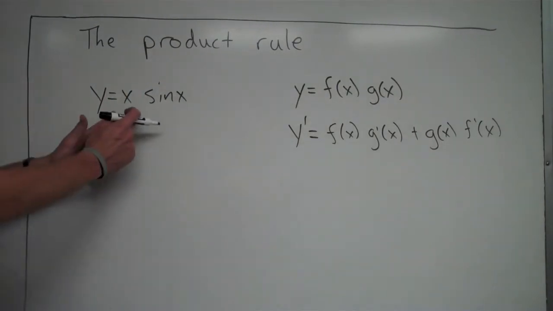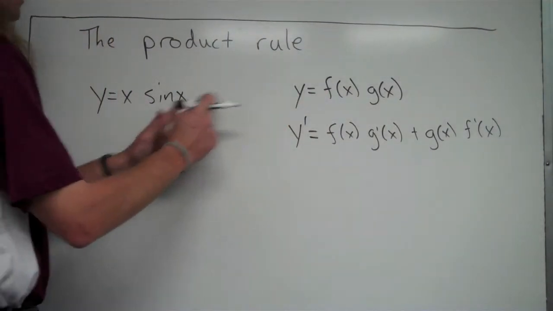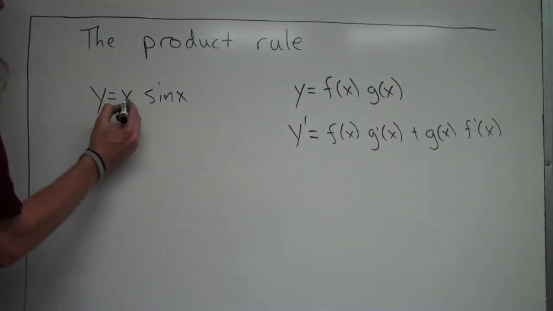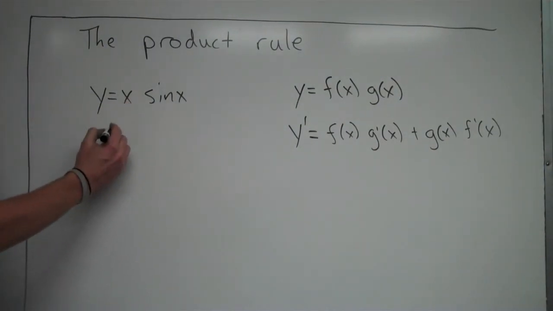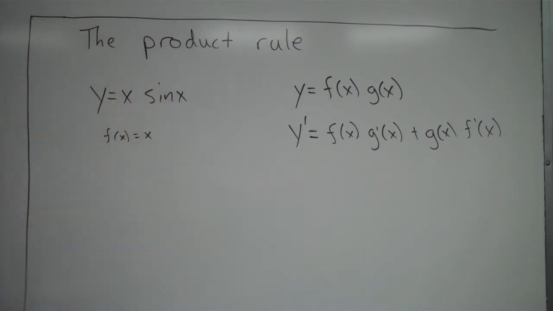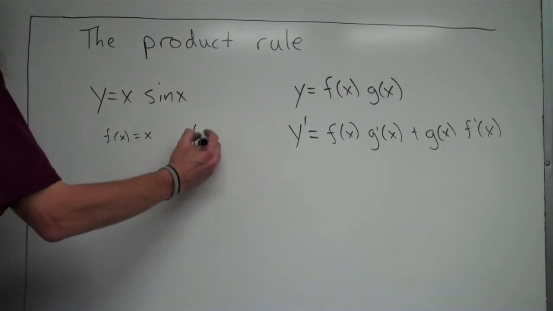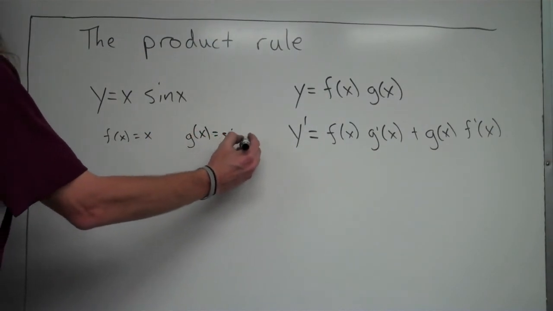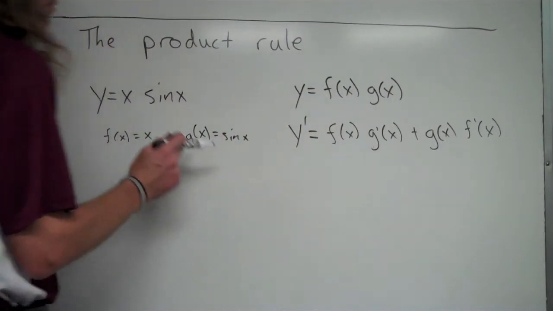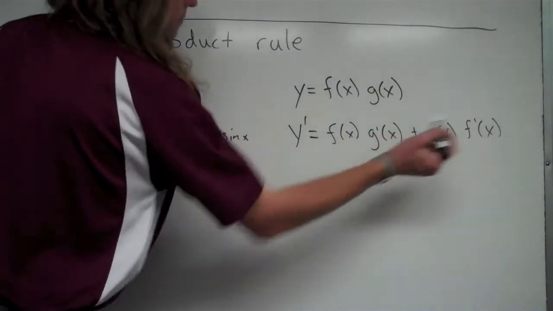When I look at this, the x is in the spot where the f of x is, and the sine of x is in the spot where the g of x is. To be thorough, let's call that x function f of x, to go along with this formula, and then g of x would be sine of x. To fill in this formula, which tells me how to find the derivative of a product of two functions, I need to find g prime and f prime.